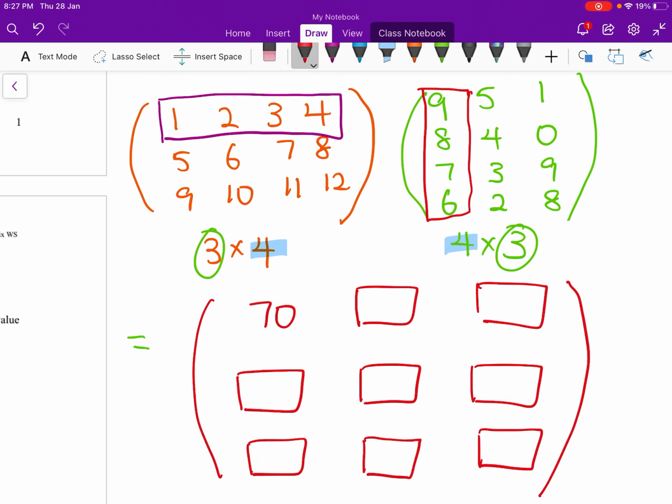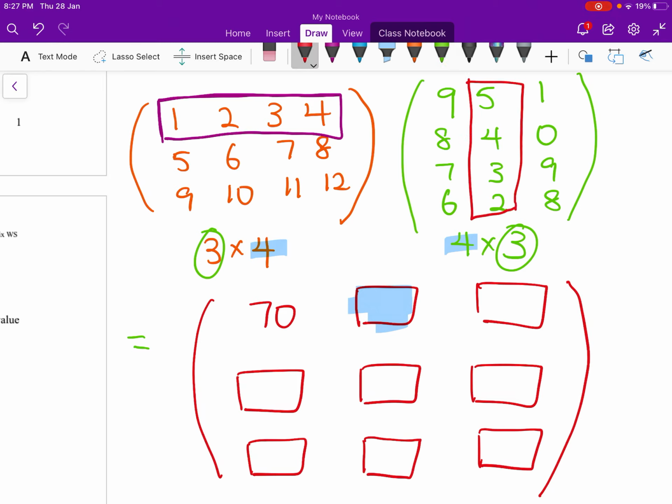Okay, let's move on to the first row, second column, which is this. Okay, let's do it again. Alright, so now we are still dealing with the first row. Alright, but now we want the second column of the green color matrix. So second column is this, right?